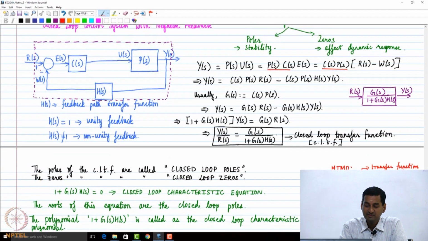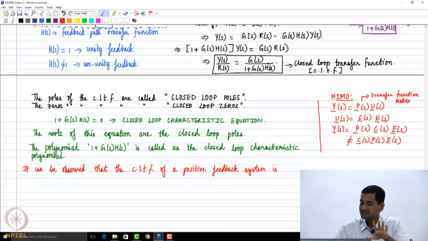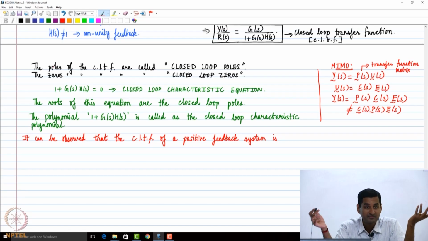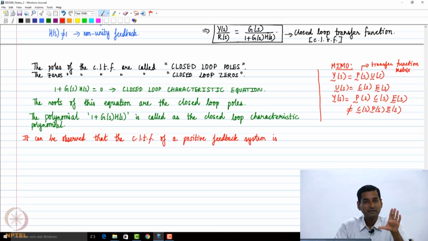What do I mean by positive feedback? Here, instead of subtracting, I add. If I have a positive feedback system, by and large we are going to consider negative feedback, because ultimately we want to subtract signals and get the difference from a practical perspective. In some cases you may have some algebraic manipulation where you may need to add the signals at the summing junction. It may happen, but in this course, by and large, we are only going to consider negative feedback. I'm just pointing this out to you.